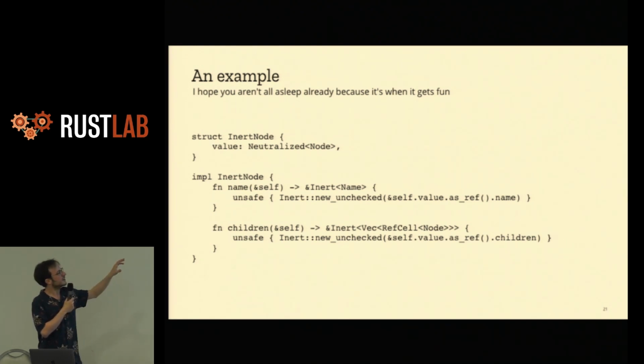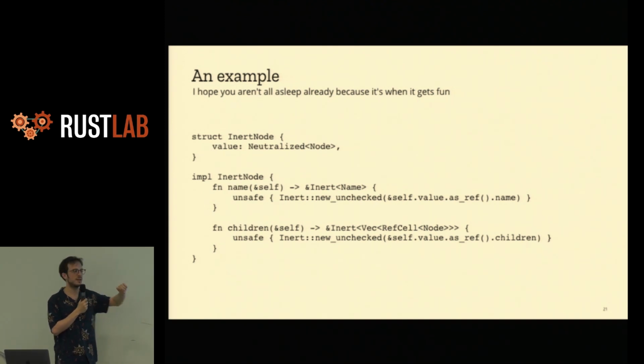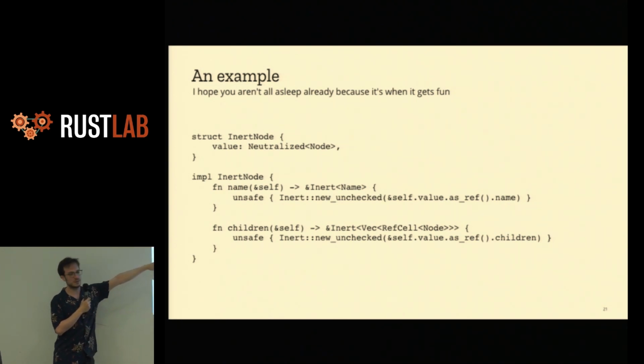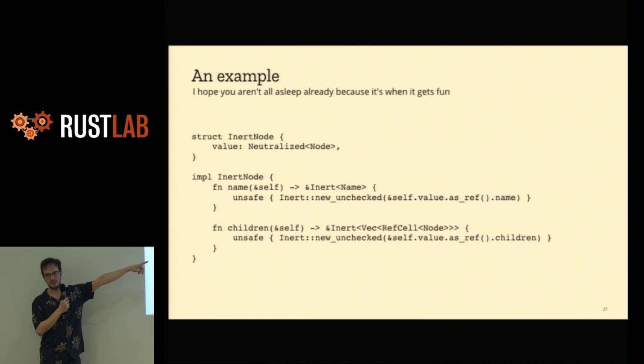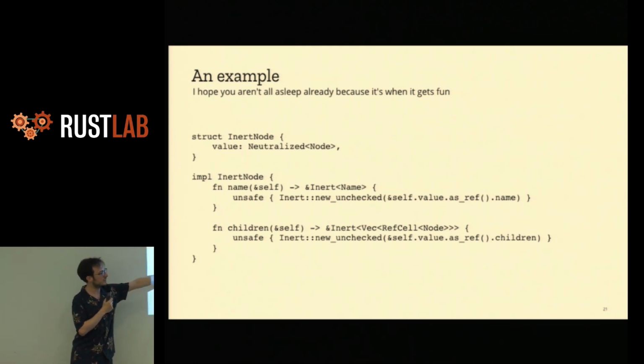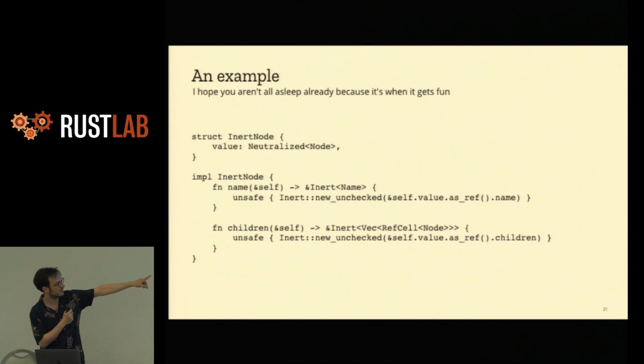But you have a node type, and you can decorate it with a neutralize macro, and you annotate the fields that interest you, and for each field it will generate an accessor for this field, which will itself return a wrapped neutralized reference around the field itself. It gives complicated types, but remember this inert vec refcell node.